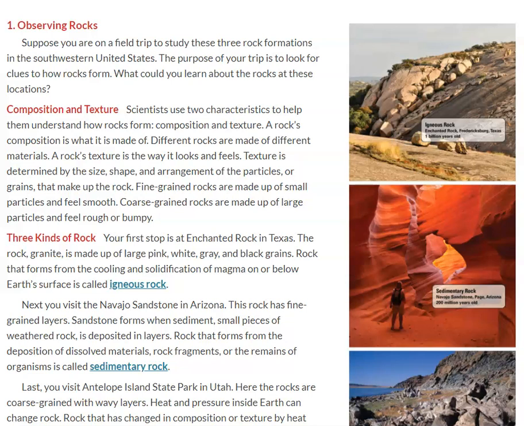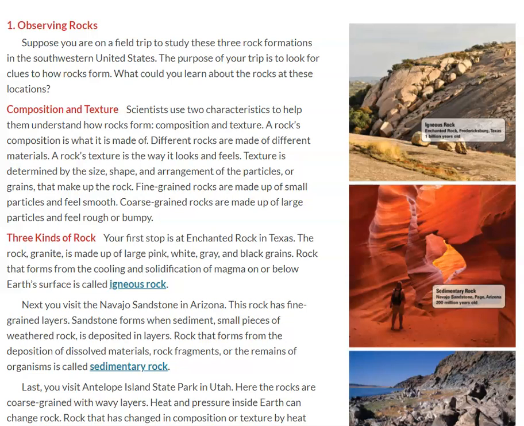Scientists use two characteristics to help them understand how rocks form: composition and texture. Now, a rock's composition is what it is made of. Different rocks are made of different materials. A rock's texture is the way it looks and feels. Texture is determined by the size, shape, and arrangement of the particles or grains that make up the rock. Fine-grained rocks are made up of small particles and feel smooth. Coarse-grained rocks are made up of large particles and feel rough or bumpy.